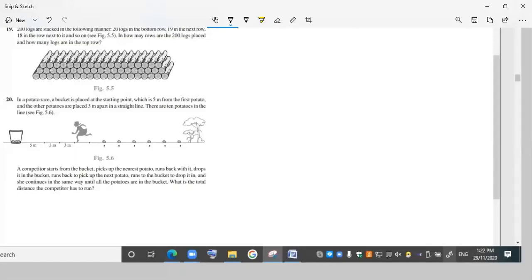In a potato race, you can see the diagram. A bucket is placed at the starting point. This is the bucket which is placed at the starting point. The first potato is 5 meters from the starting point. This is the first potato placed here, and from here to here it is 5 meters. And then after each potato, to the next potato, there is a distance of 3 meters. Here 3 meters, then 3 meters. So there are 10 potatoes in the line. How many potatoes are placed? 10 potatoes are placed.